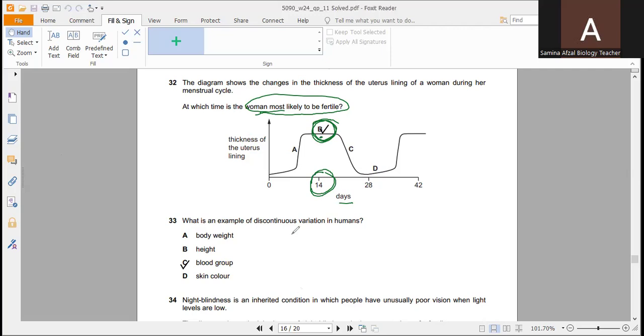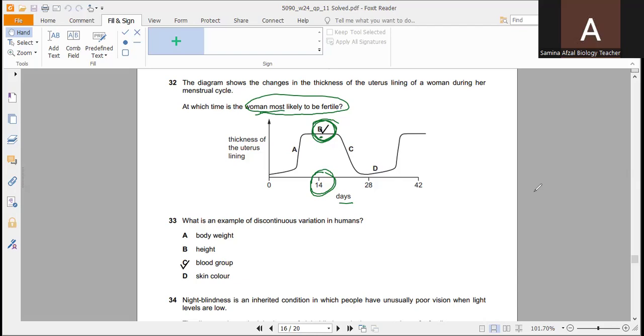Next, what is the example of discontinuous variations in humans? Here you can see they have given us four options: body weight, height, blood group, and skin color. So first of all, what are discontinuous variations? It means there are distinct categories or groups with no intermediate values. Think of it like steps on a staircase. You can only be on one step at a time, not in between.